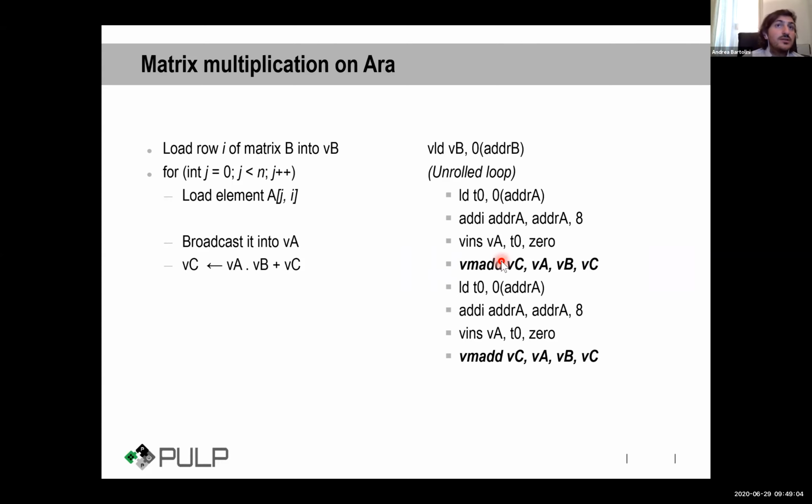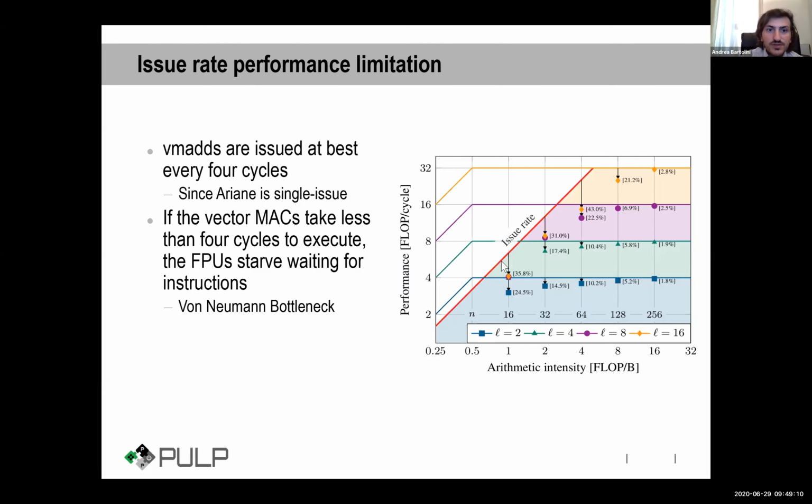we can execute one vector multiply add instruction every 4 instructions, which leads to the fact that, since Ariane is single issue, in case the vector multiply add takes less than 4 cycles to execute, the floating point unit will have to wait for a new instruction, so it will hit the von Neumann bottleneck.